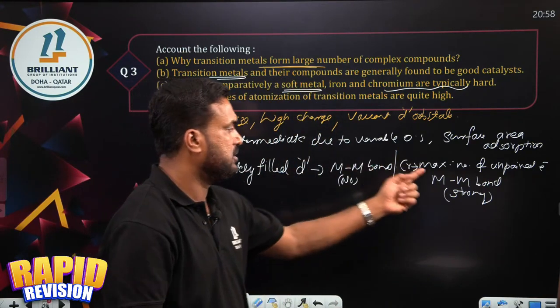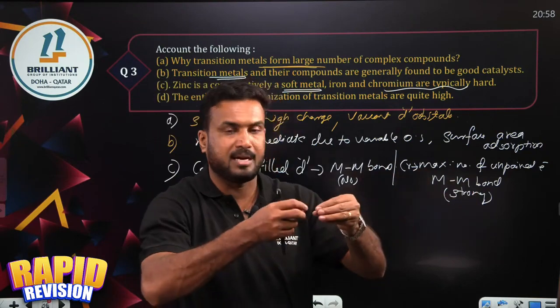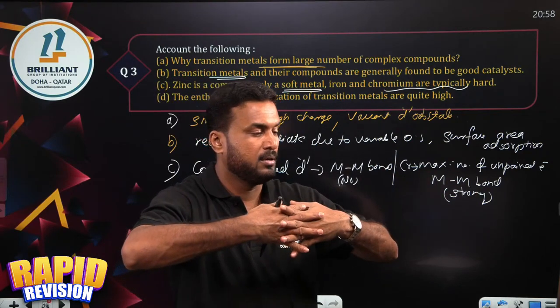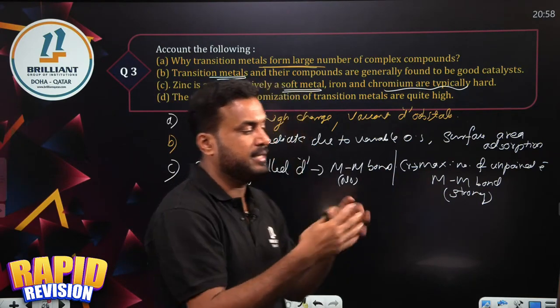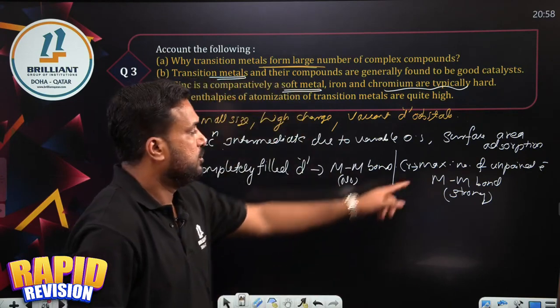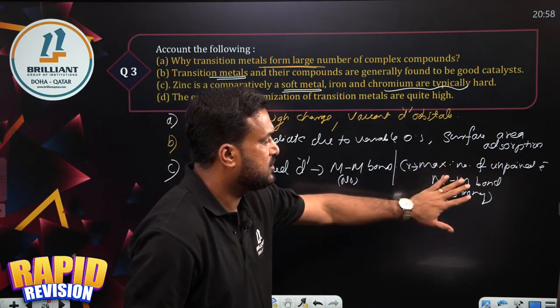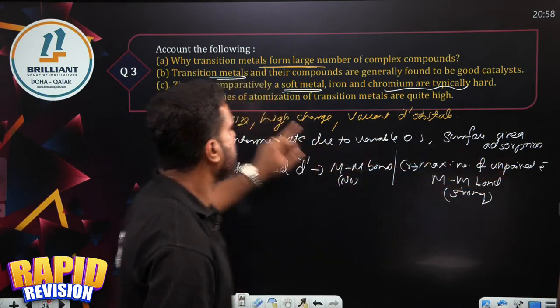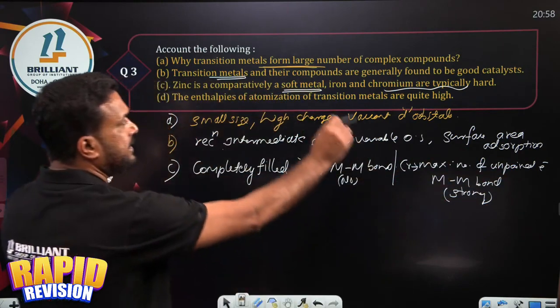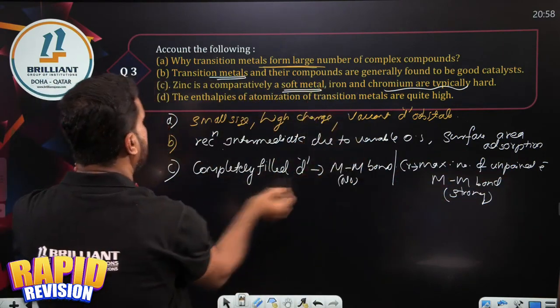Better you should write metal-metal bond, because two adjacent metal atoms make a bond between them, pairing by taking the pair of electrons. So you should write metal-metal bond, and that is strong because of the maximum number of unpaired electrons. That is why chromium is typically a hard metal.